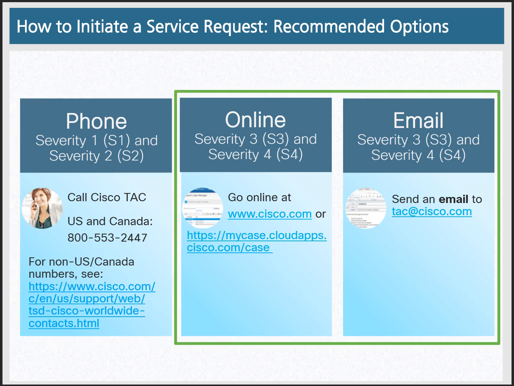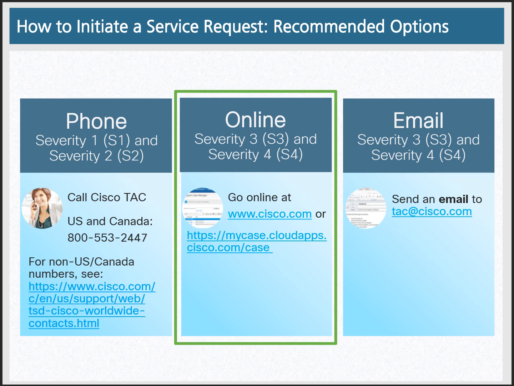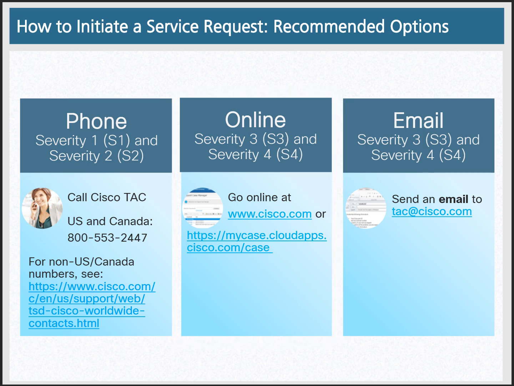For lower severity cases, Severity 3 and Severity 4, in which you're experiencing degradation but not an outage, or you have a question, you can open a case online or by email. Online is the preferred method. Now let's take a look at the information you should have at hand before you initiate a service request.